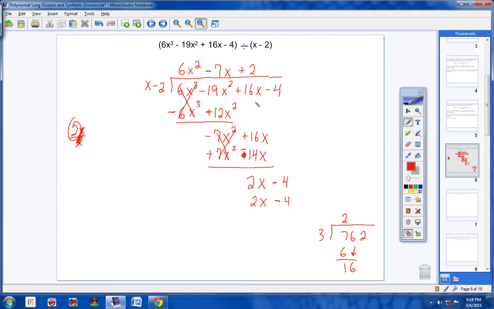And by the way, when you bring them down, it's probably a good idea to put arrows so that you only use them one time. Now you're welcome to subtract, or I'm going to change the signs and add. These cancel, you're left with 0.